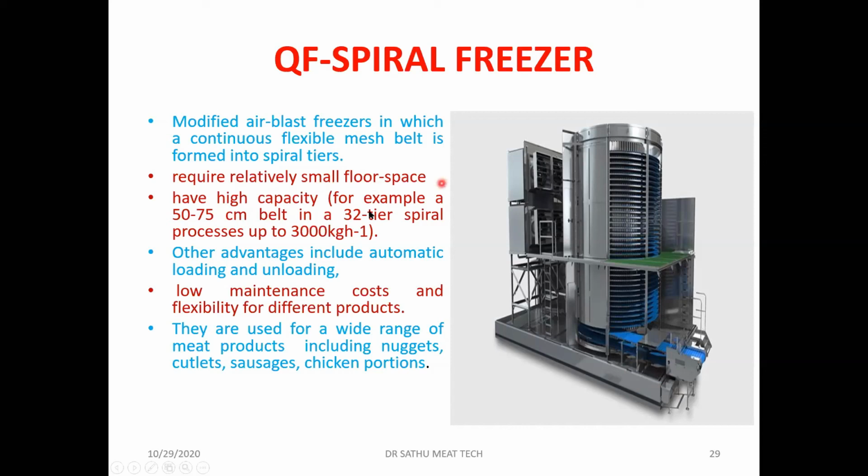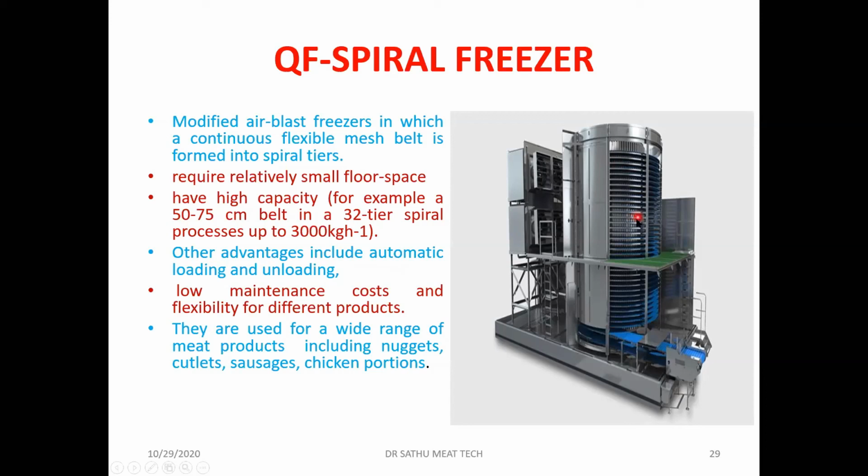High capacity, for example, a 50 to 75 centimeter belt in a 32 tier spiral processor can freeze up to 3,000 kgs per hour. So with this floor space, we can freeze around 3,000 kgs per hour. So fast freezing we can do. Other advantages include automatic loading and unloading, low maintenance cost, and flexibility for different products. So different products also we can freeze in this system.